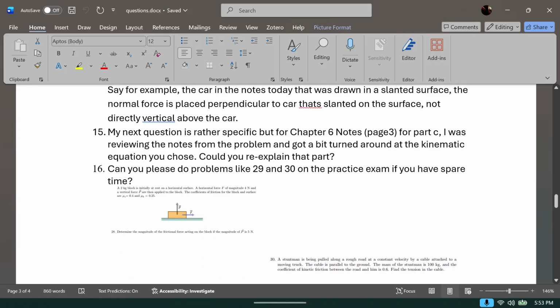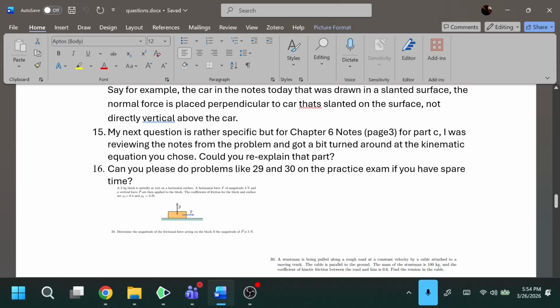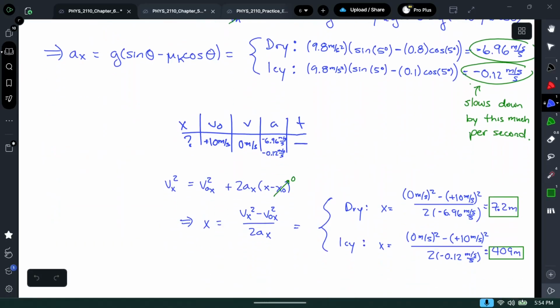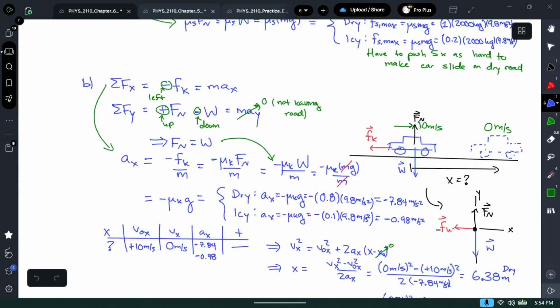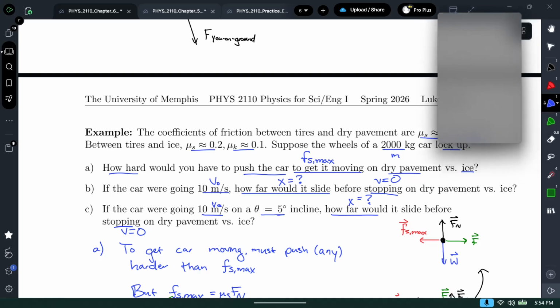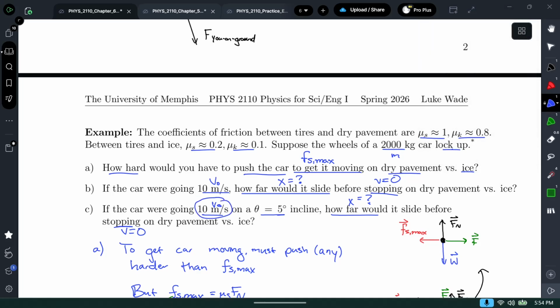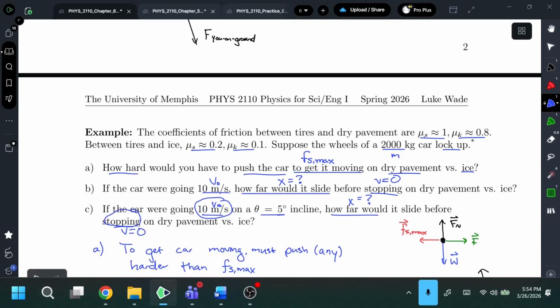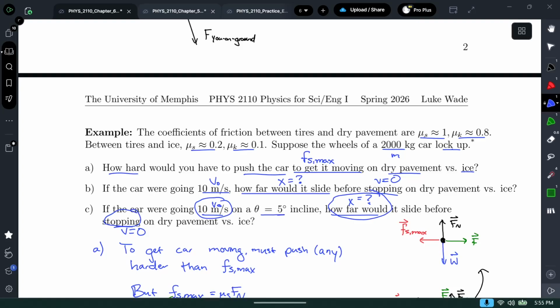For Chapter 6 notes, page 3, Part C, the kinematic equations, re-explain that. Okay, turned around on the kinematic equation I picked. So if I come back to the start of the problem, it's that a car is sliding down a ramp and we are asked how far it slides before stopping. That reads like a pretty standard kinematics problem. I'm given an initial velocity. I'm given a final because it says the car must stop. So that's 0 final velocity. It asks how far would it slide.